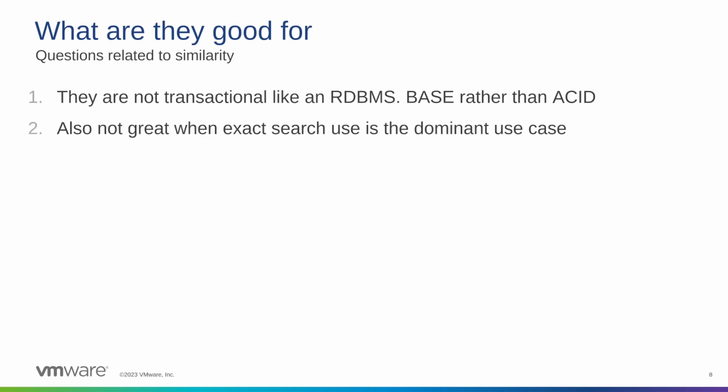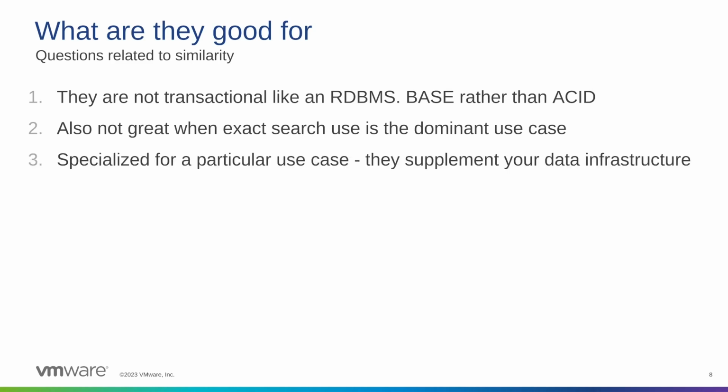They're also not great when exact search is the dominant use case. So if most of your use cases where you're going to query the database have an exact representation, like weight greater than, or amount of CO2 less than or equal to, or this plus this, where you're going to do those kinds of manipulations, then a vector database is probably not the right answer for that. They're specialized for a particular use case. So you should think of them as supplemental in your data infrastructure. They're going to be an addition to another tool in your tool belt.